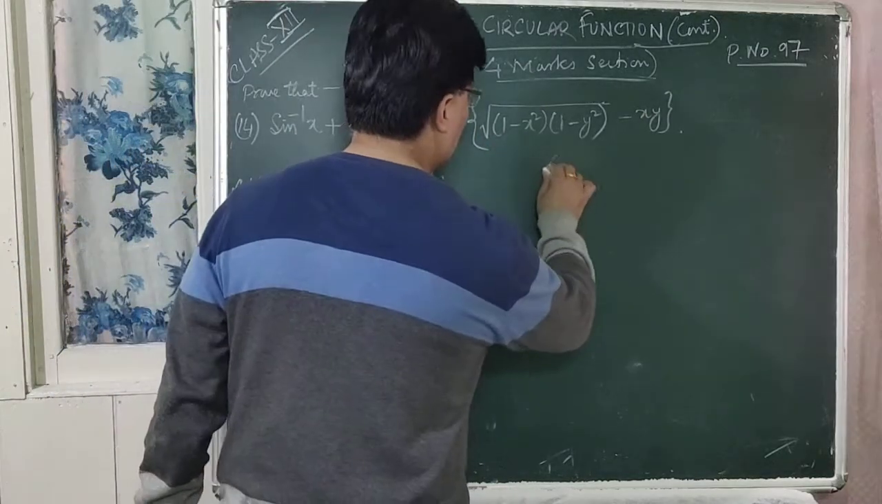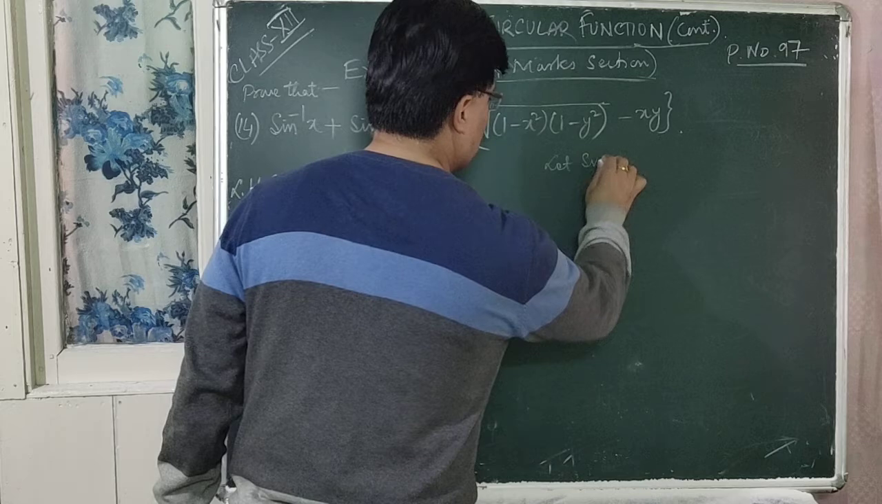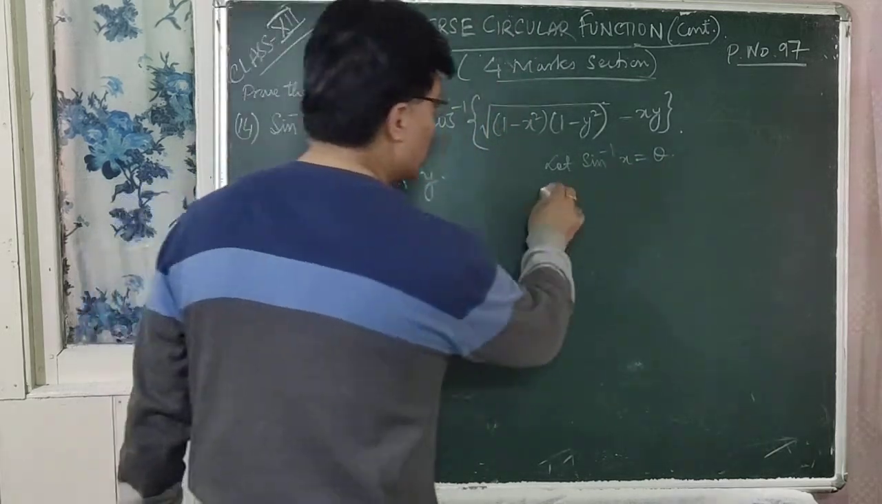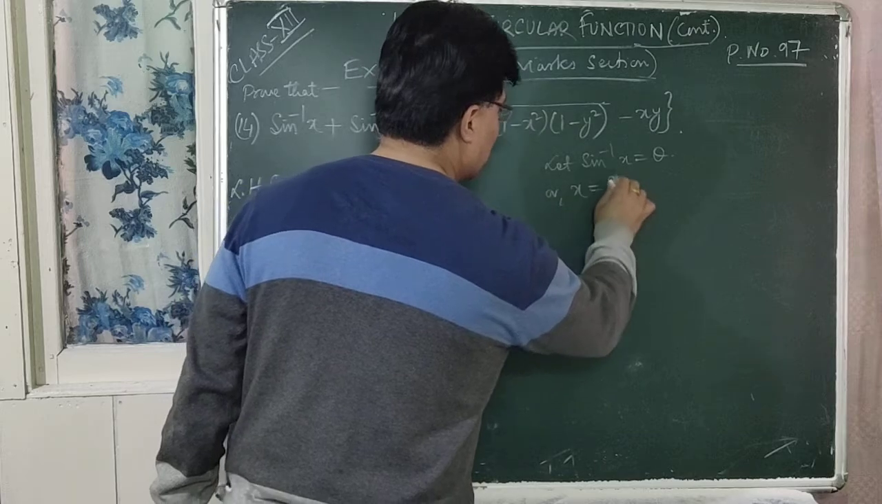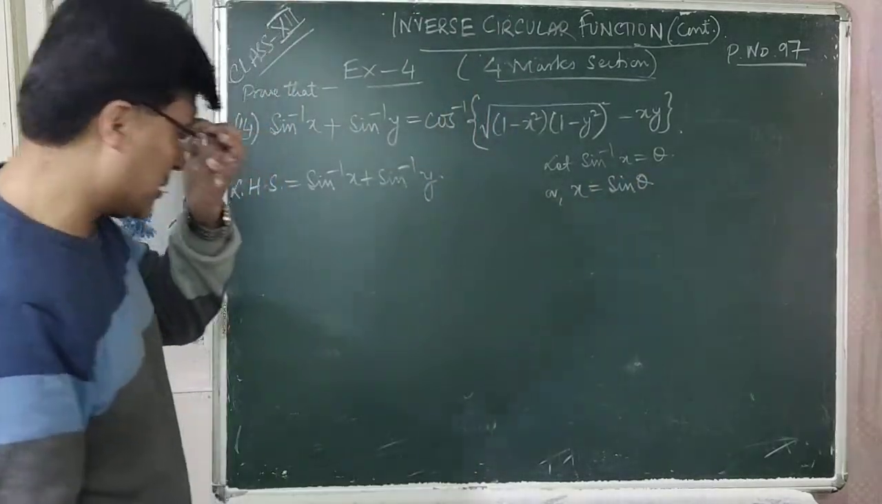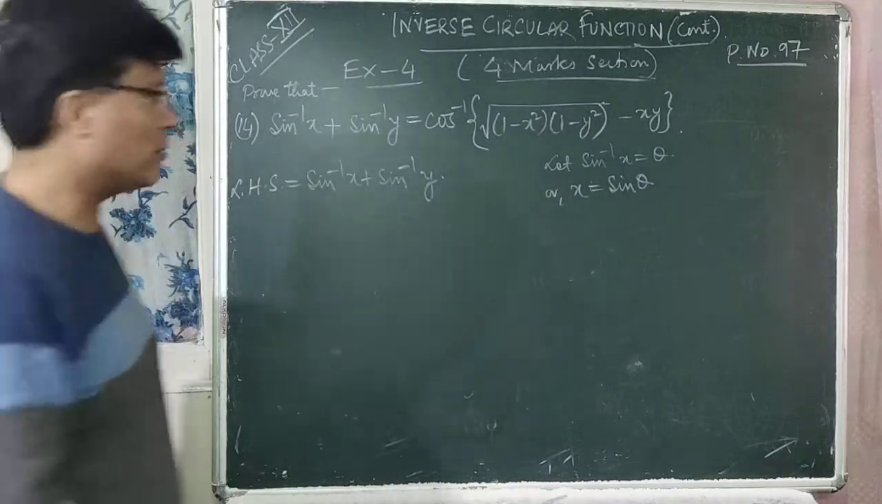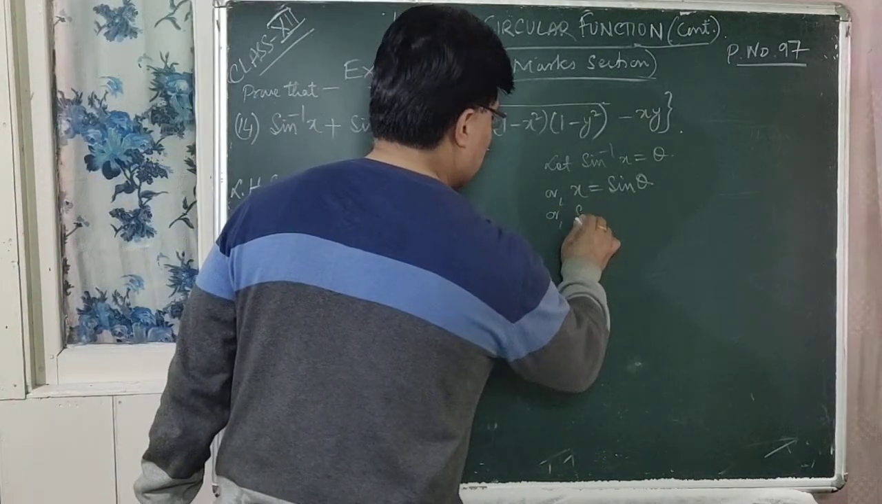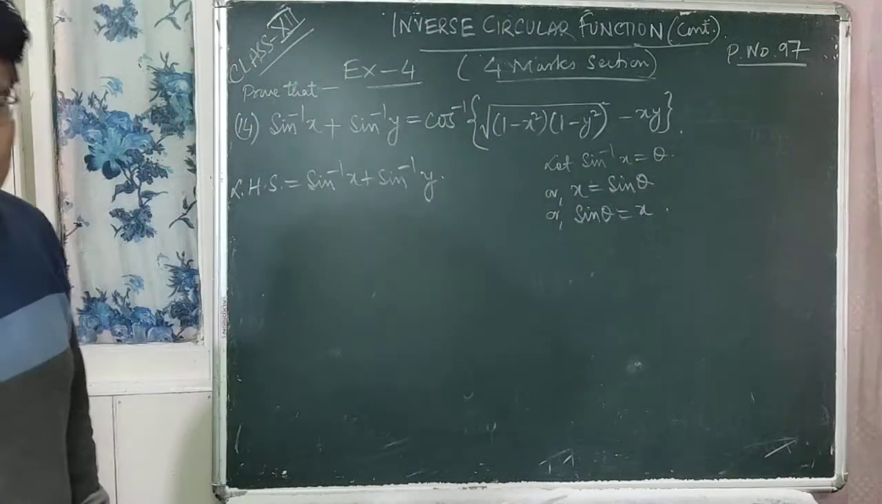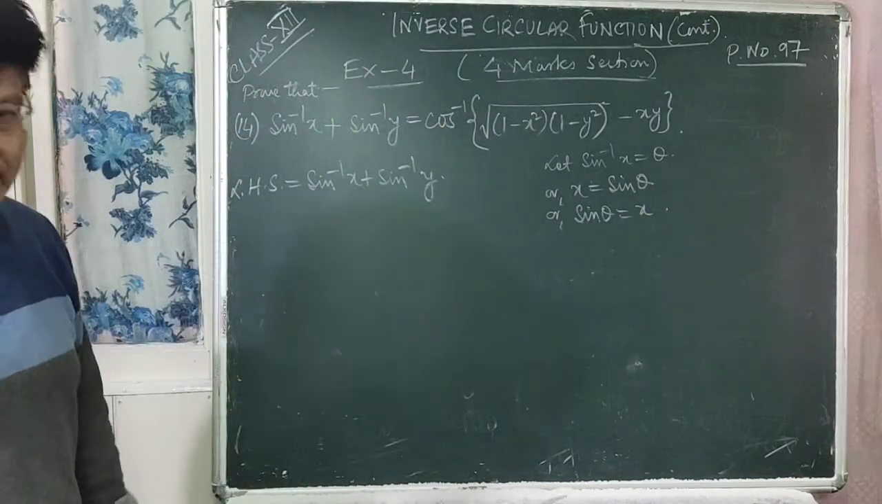So now let sin inverse x is equal to theta, right? So x is equal to what? This is sin theta. Sin inverse, when it goes to the right hand side, it becomes sin, right? Or you may write sin theta is equal to x. That means we get the value for sin theta, which is equal to x.